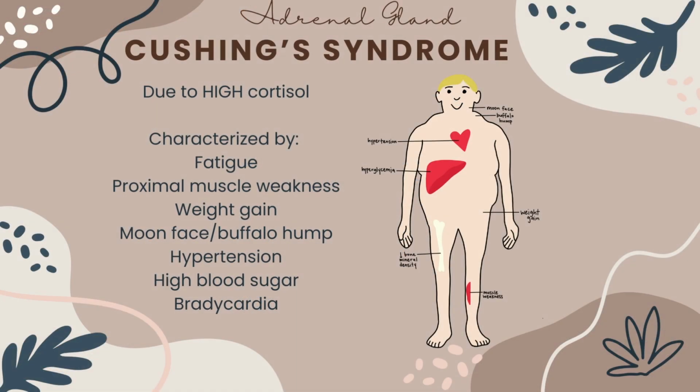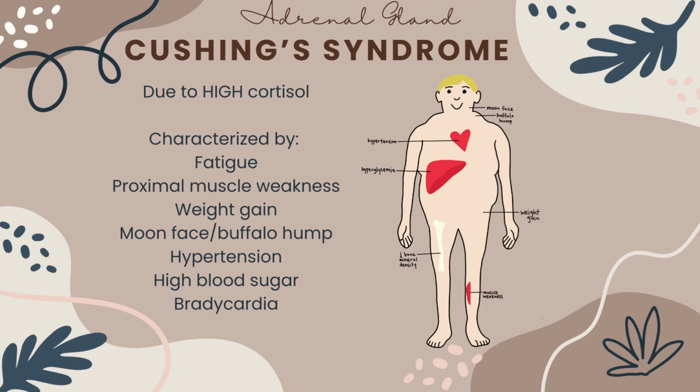So the pituitary gland produces excessive ACTH, which is the adrenocorticotropic hormone. Therefore, excessive cortisol is produced, and that is what Cushing syndrome is. It is characterized by fatigue, proximal muscle weakness, weight gain, moon face, buffalo hump, hypertension, high blood sugar, and bradycardia. Treatment includes pharmacological intervention to block the production of hormones, radiation therapy, chemotherapy, or surgery.